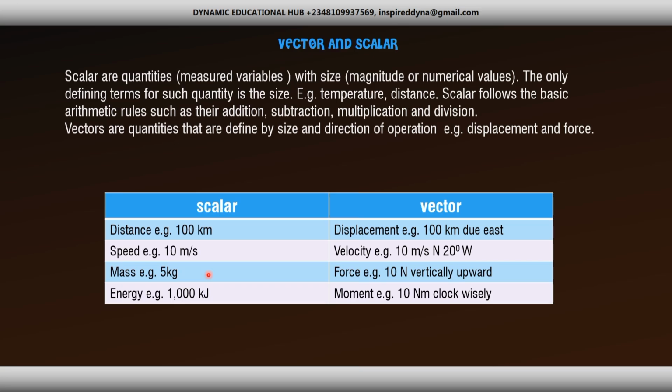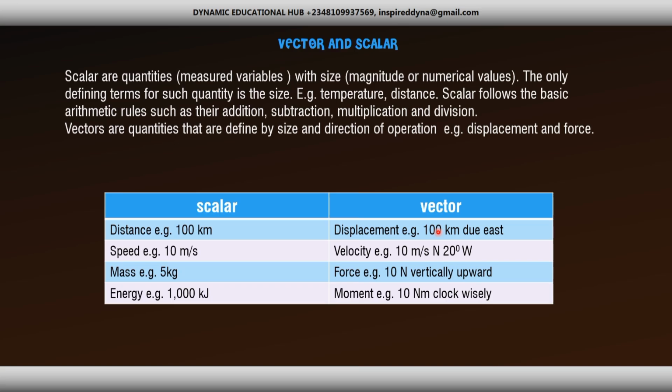The units of energy and moment are almost the same, but the concept is different. Moment has a direction, e.g. 10 Newton meter clockwise. For mechanical energy, this joule here is still Newton meter, but they are different. Energy is scalar, moment is vector.